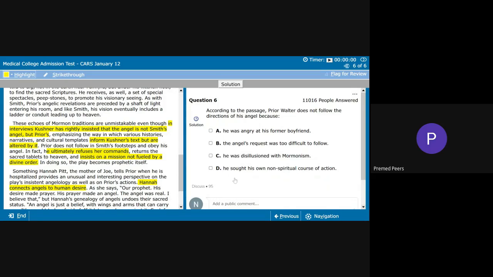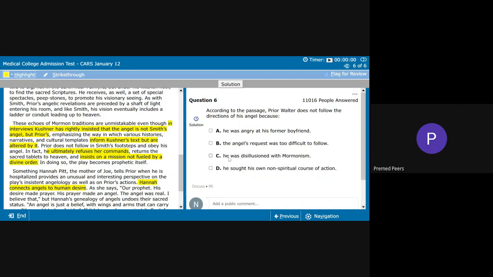So I think you can cross out A pretty easily, and then B, similar, you can cross that one out. It's not that the task was difficult, it was that he doesn't care about divine order. And so you kind of lead to either C or D, disillusioned with Mormonism, or sought his own non-spiritual course of action. So I think the thing about these two answer choices, you kind of have to consider again which one is actually faithful to what the text is telling you, and which one here is a bit of an overreach.